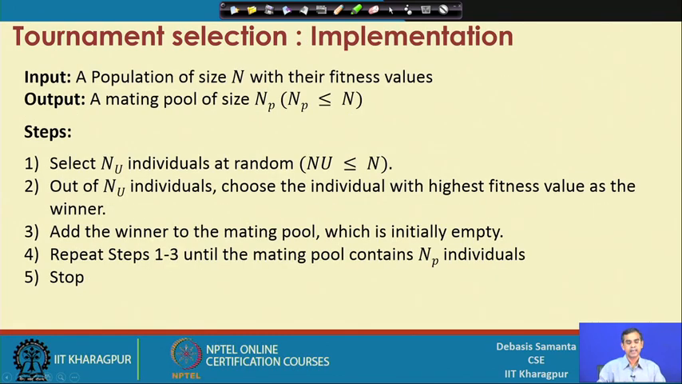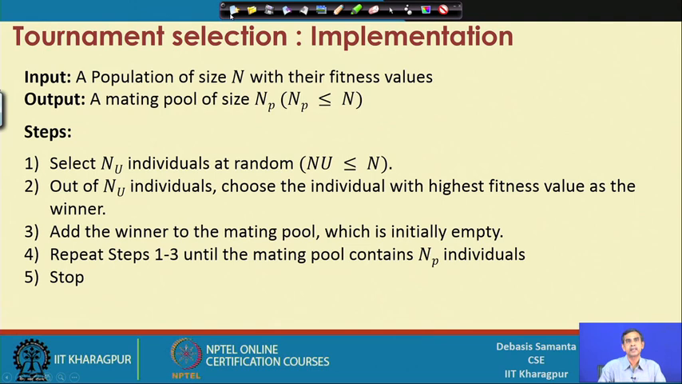Algorithmically this idea can be stated like this. The input is a population of size n, and their fitness values are calculated for each individual, and the output should be a mating pool of size NP, where NP is some value less than n. According to the strategy, we have to select NU individuals at random. NU should be a very small value compared to n, the total size of the population.